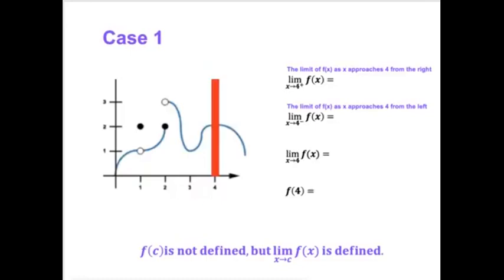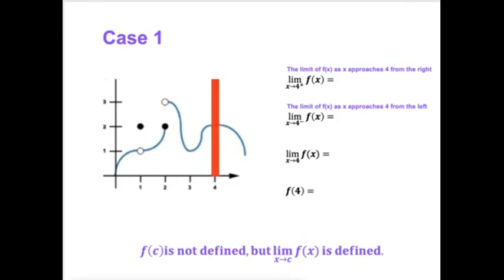So let's look first at case 1. Case 1 says that f of c is not defined, but the limit as x approaches c of f of x is defined. Our first limit that we're going to look at is the limit as x approaches 4. When you see this little plus sign here, that means from the right. If you think about the x-axis, all the positive numbers are on the right. So this is the limit as x approaches 4 from the right of f of x. So we're going to travel along the curve close to x equals 4. We're just going to keep approaching 4.